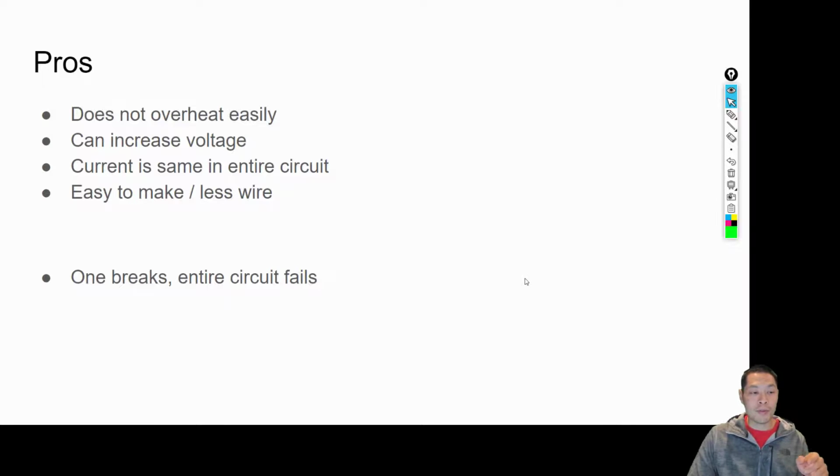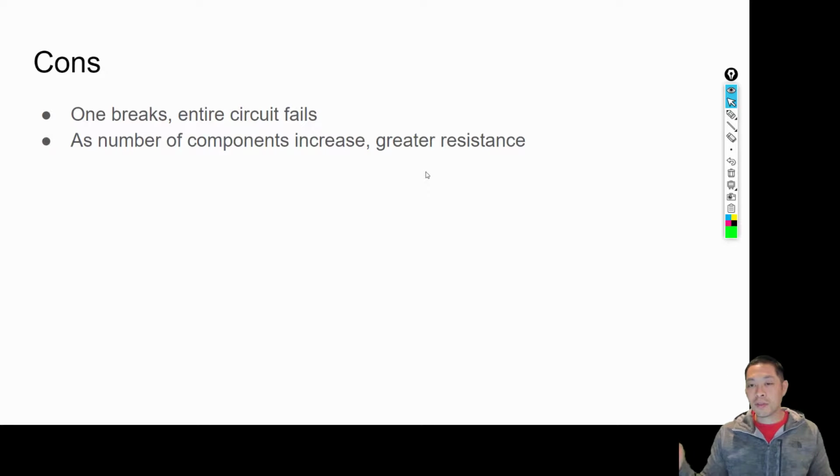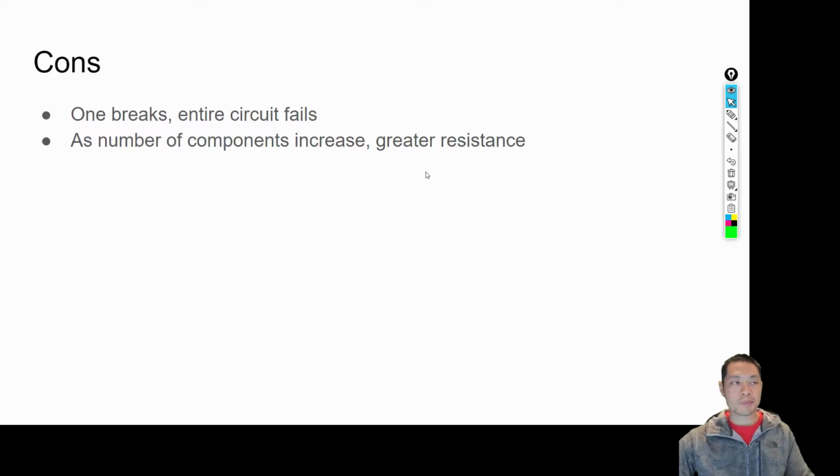Because in parallel, if you turn off just one circuit, the electrons could still flow in the other circuits. The con is, like I said, it's a pro and a con: once it breaks, the entire circuit fails. And unfortunately, as you add more stuff in a series, the resistance gets higher, so the current keeps dropping. Eventually the current will be so low, you won't see anything. So if you add too many light bulbs in a string, eventually it's just not going to light up anymore.